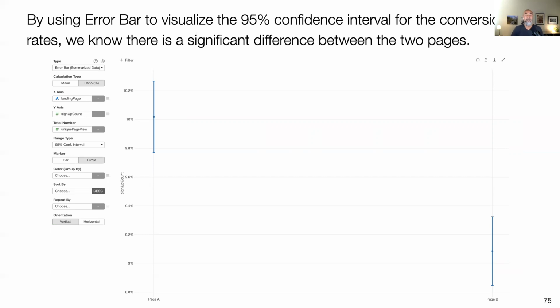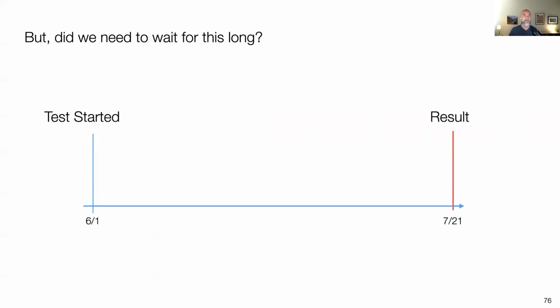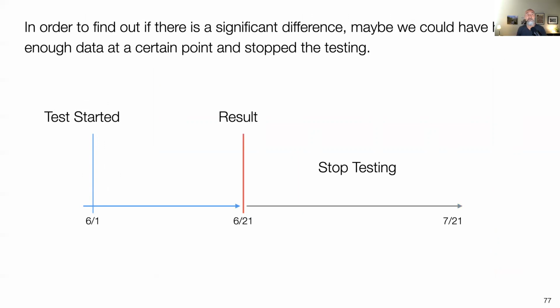Okay, so that's good. But when you think about it though, now we know, after 1 month and 20 days, that page A is better. But did we really need to wait this long? Maybe way before, let's say after 2 or 3 weeks, we could have known that page A was better than page B.